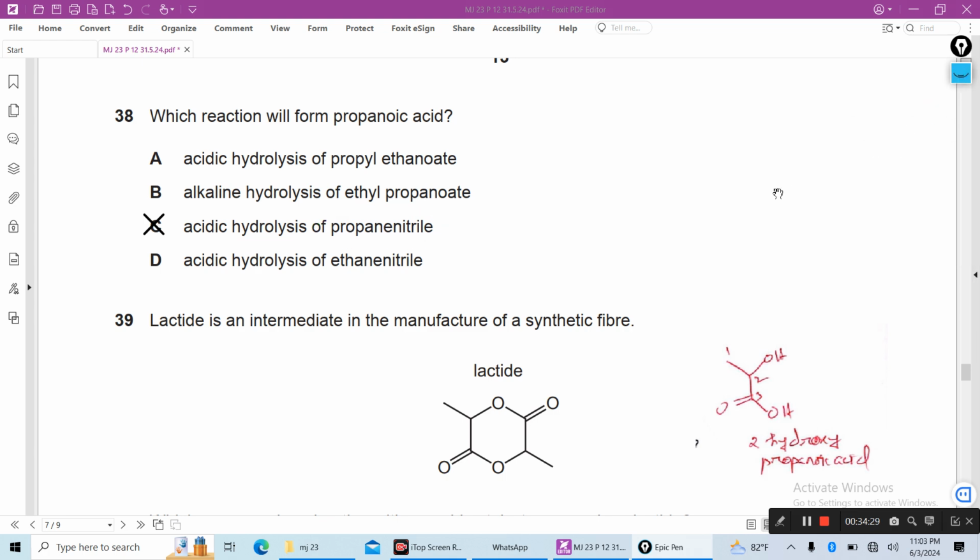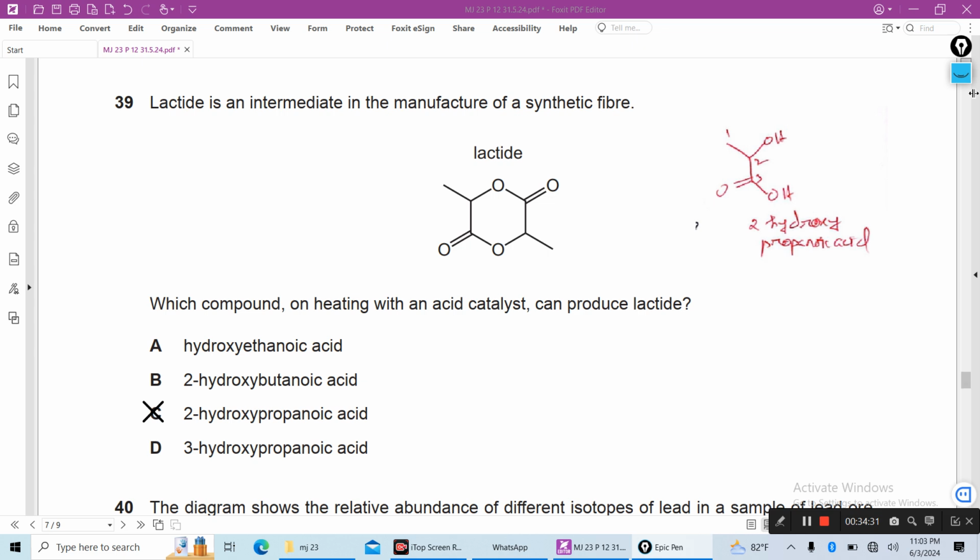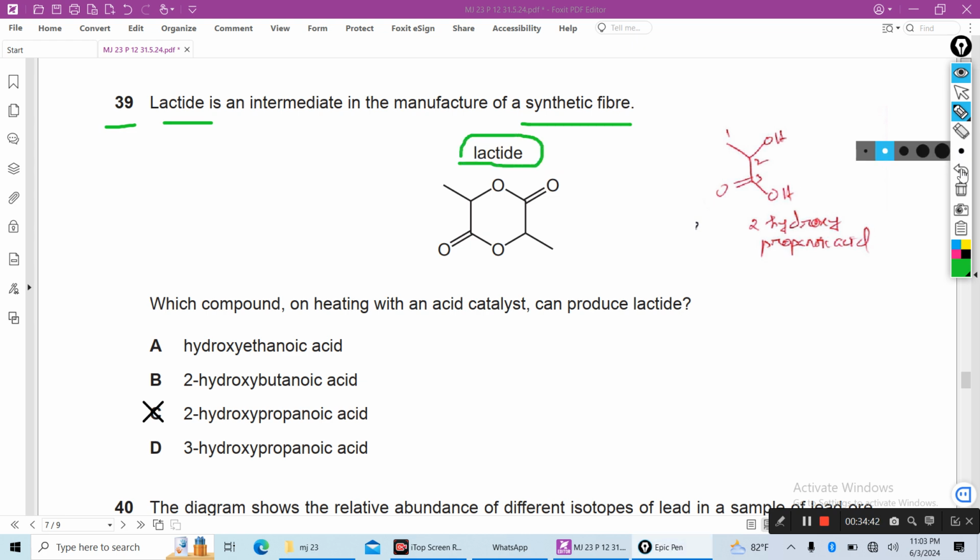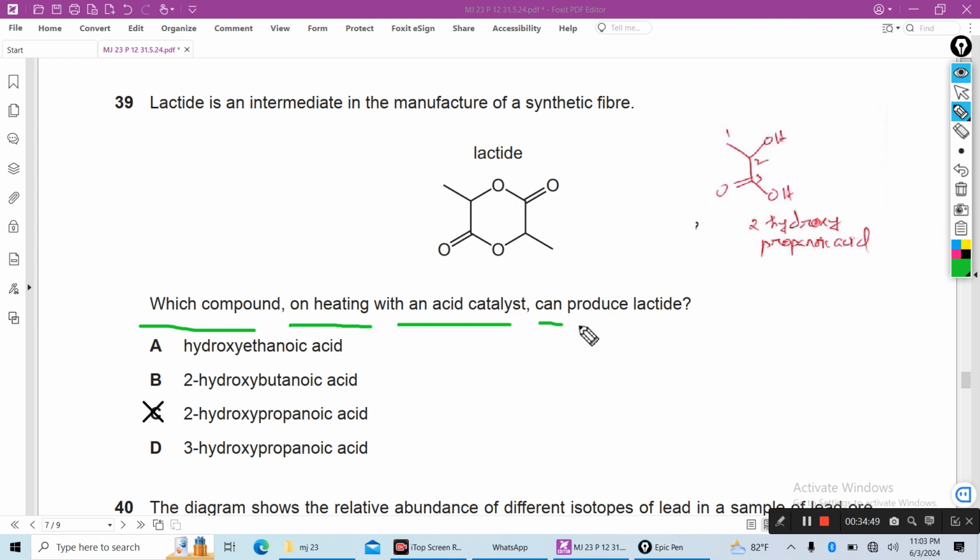Now 39. Lactide is an intermediate in the manufacture of synthetic fiber. This is the lactide, an ester functional group. Which compound on heating with an acid catalyst can produce lactide? So if you break it down here, this will be an alcohol group, OH group, and here a COOH group.